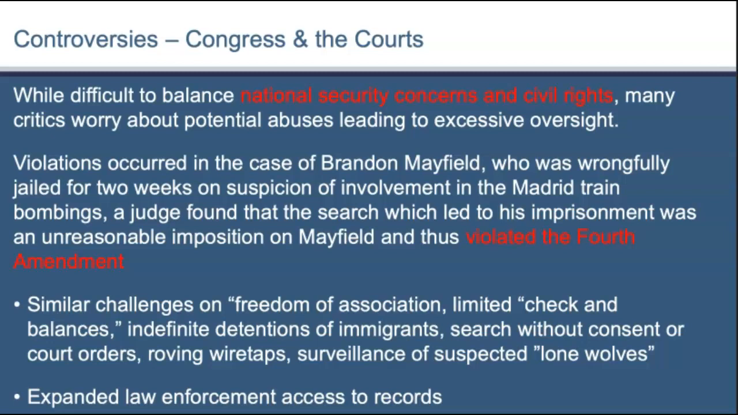Similar challenges include freedom of association, limiting checks and balances, indefinite detentions of immigrants, searching without consent or court orders, roving wiretaps. There have been controversies of surveillance of suspected lone wolves and expanding law enforcement access to records. All of these controversies have created contention about this act. But we're going to see a quick clip of Brandon Mayfield so you can get a sense of what happened in his case.